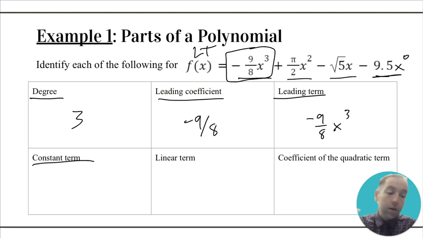Constant term: the constant is just that number that gets added or subtracted with the polynomial, which in this case is that negative 9.5. Make sure you have the negative there, because that is negative, okay?